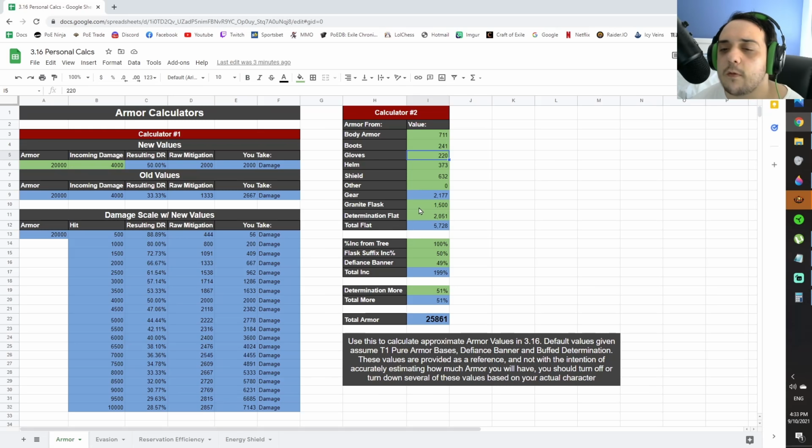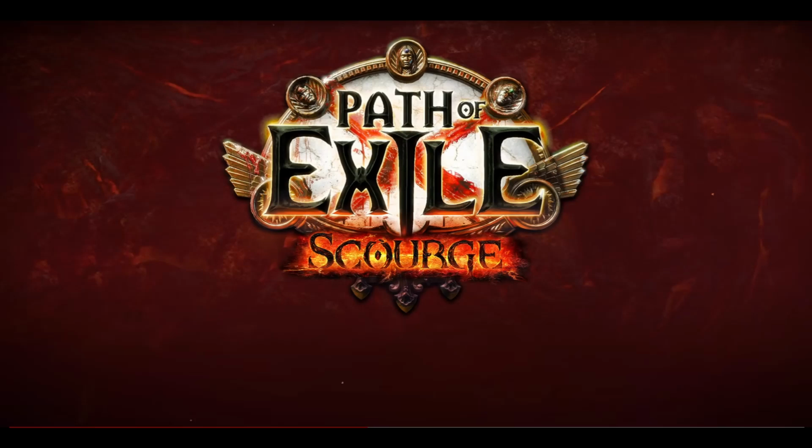There are also some assumptions such as using a granite flask of iron skin, using a level 20 determination, and a level 20 defiance banner. You can feel free to just change all these depending on what you want. These values here are just presets, but feel free to change all the values in green, and then you're going to get values in blue. So basically, having the tier 1 bases, having a granite flask of iron skin, having determination with the buffed values next patch, and having defiance banner, we're ending up with about 26,000 armor.